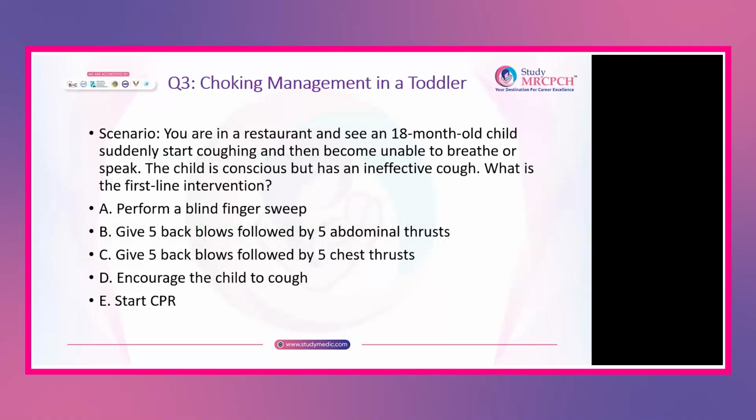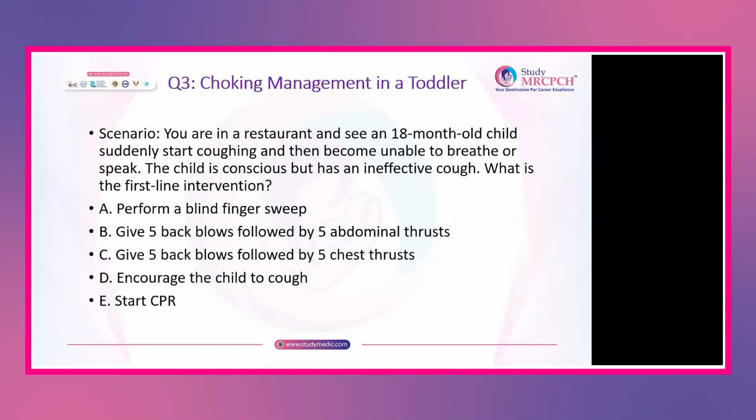Our third question. You are in a restaurant and see an 18-month-old child suddenly start coughing and then become unable to breathe or speak. The child is conscious but has an ineffective cough. What is the first-line intervention? So we noted here, he is conscious plus ineffective cough. So here we will go into the algorithm, the ineffective conscious child.